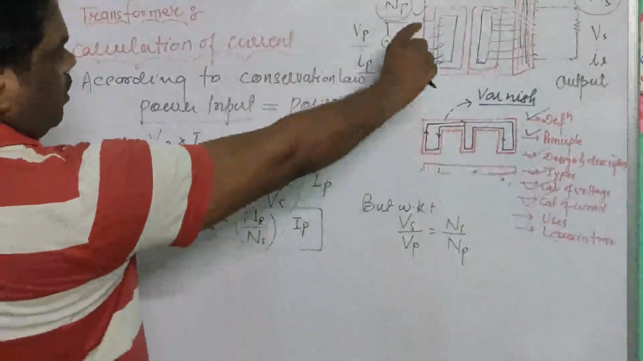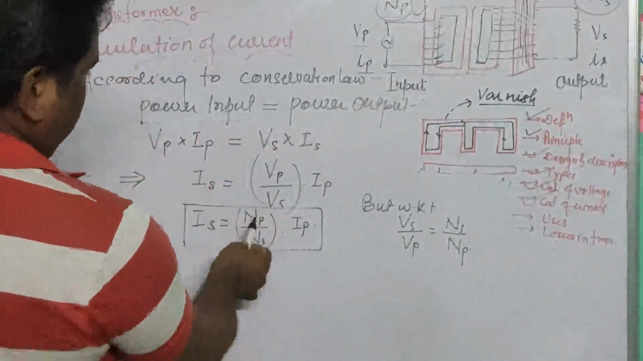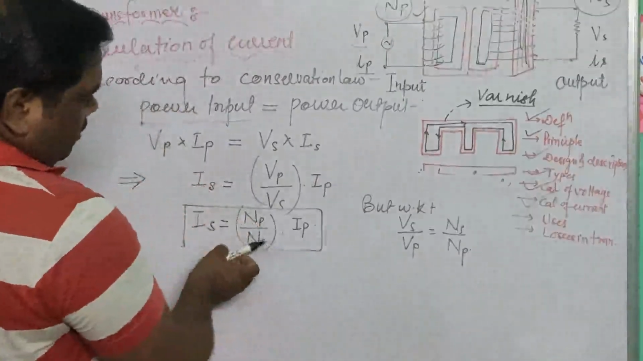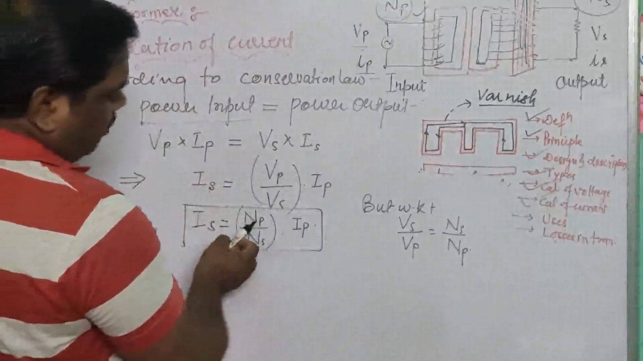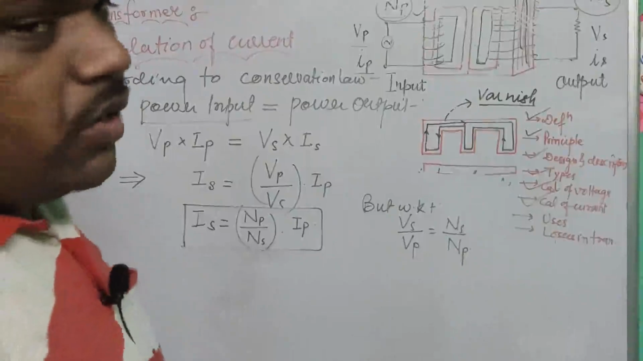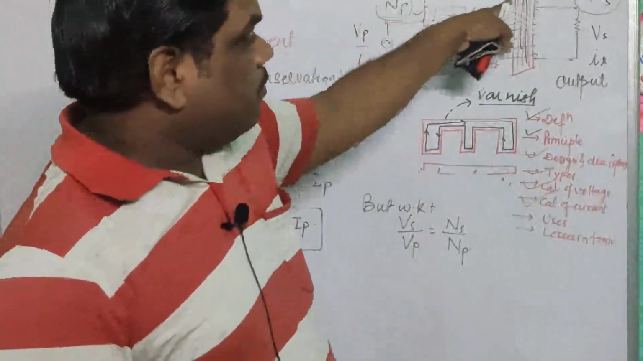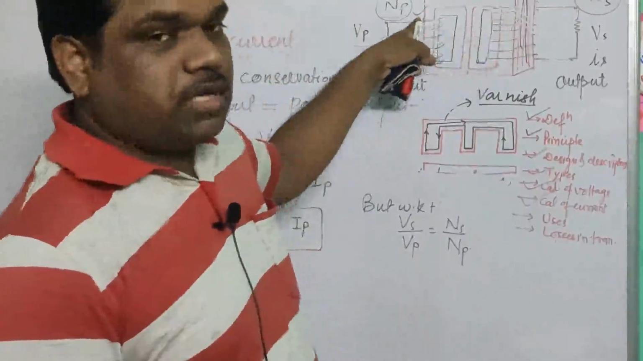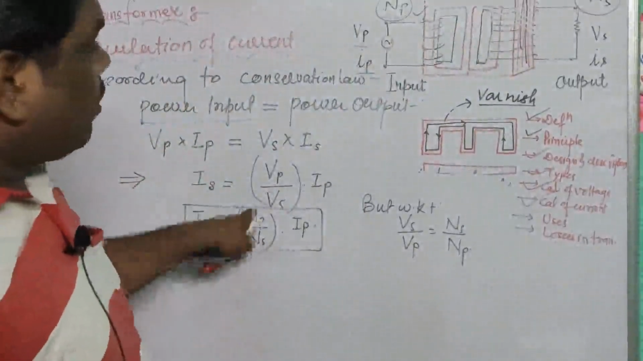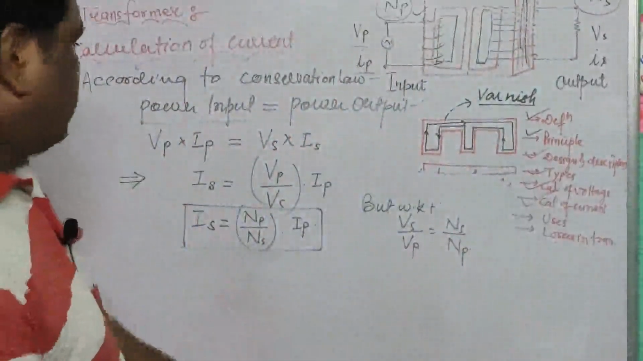If the number of turns in the primary coil increases, Np upon Ns increases. When the number of turns in the primary coil increases compared to the secondary coil, the transformer becomes a step down transformer. In a step down transformer, the current across the secondary coil will decrease. What about the voltage? Obviously the voltage will increase.